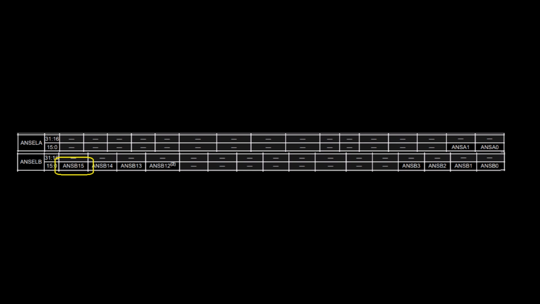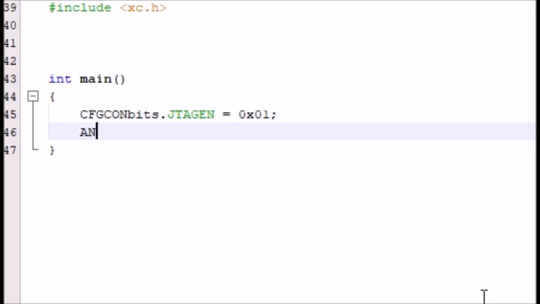On the other hand, bit 15 of port B is associated with bit 15 of the ANSL register B, so it must be configured as digital. So, I write this configuration in the main function.